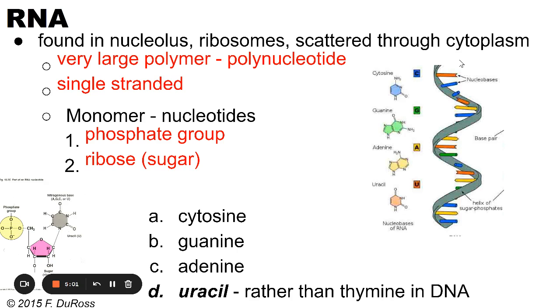And then it has a base, just like DNA. And the bases it has are similar, but there's one difference. So RNA has cytosine, it has guanine, it has adenine, but it doesn't have thymine, doesn't have the T. Instead, it has a different base. It's called uracil. We abbreviate it with a U. And that's the difference in the bases. And so we see here an example of an RNA molecule. We see the sugar phosphate backbone. We see the bases in between. There's cytosine, guanine, adenine, and uracil.